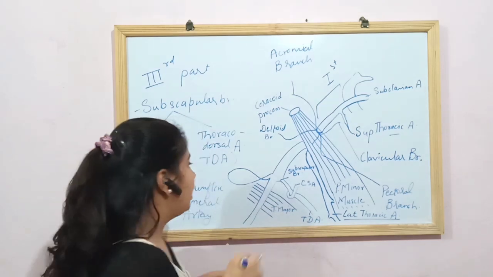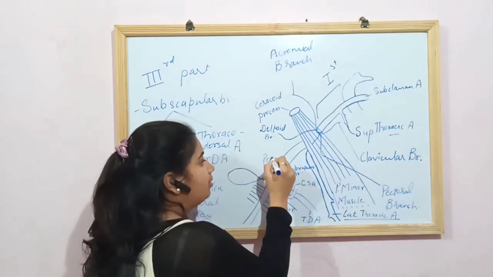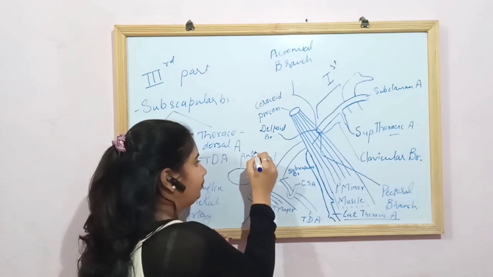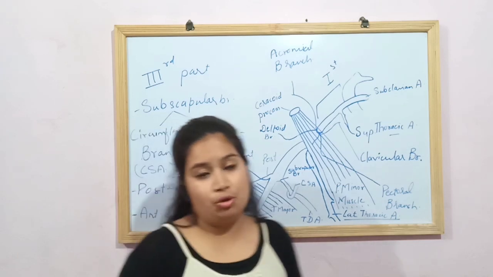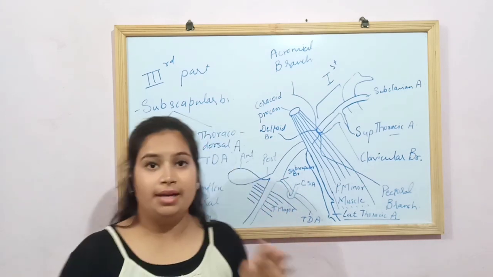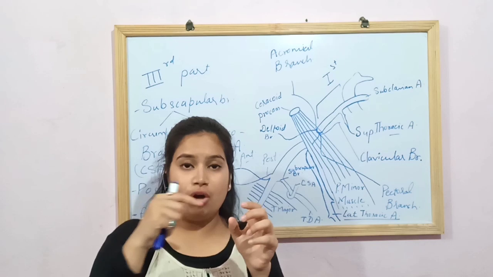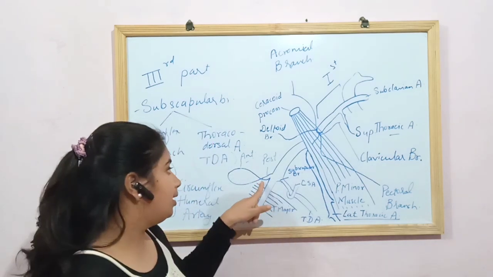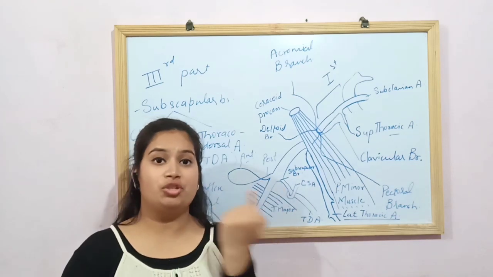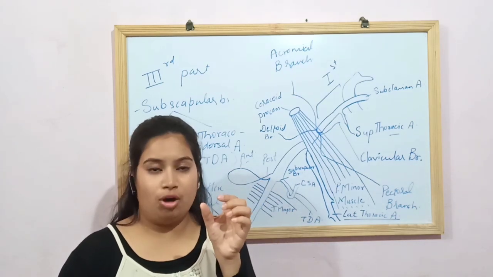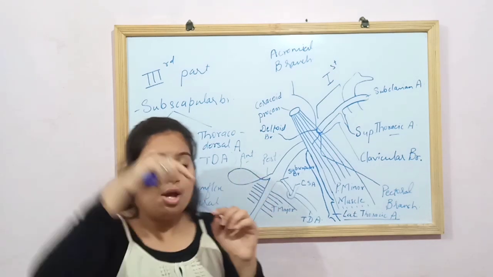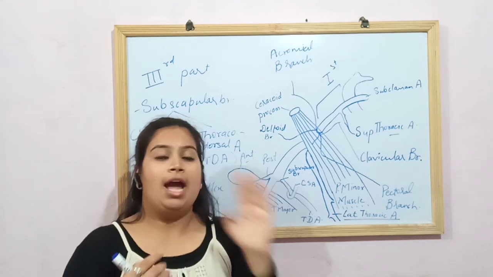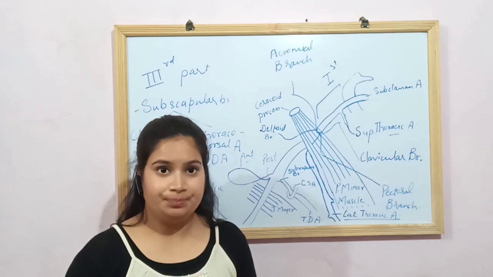So these are your posterior and anterior circumflex humeral arteries. This is the posterior one and this is your anterior one. The anterior circumflex humeral artery arises from the third part, winds to the anterior part of the humerus and moves on towards the posterior side. And this posterior circumflex humeral artery winds from the posterior side of the surgical neck of the humerus. Both of these wind around the anterior and posterior side of the surgical neck of the humerus respectively and form the anastomosis over there.